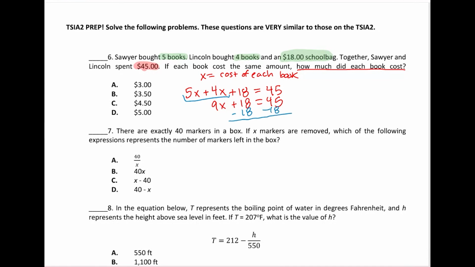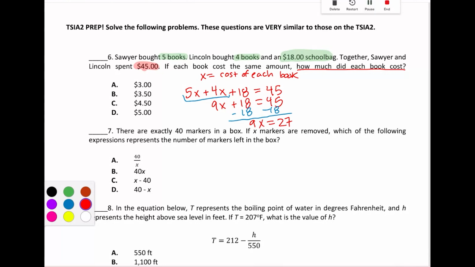If you see that your answer choices are $3, $3.50, $4.50, $5, here, I'm trying to talk and write at the same time. It's not going very well. 20, what would that be? I'm going to use a calculator here. 27.